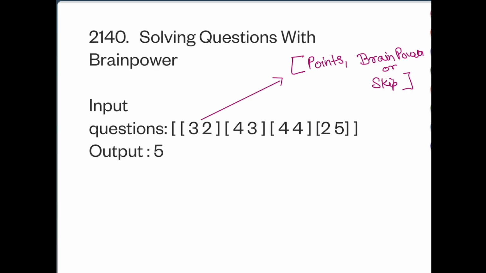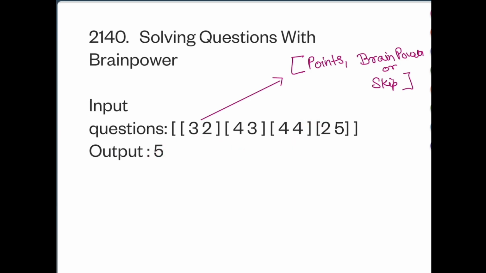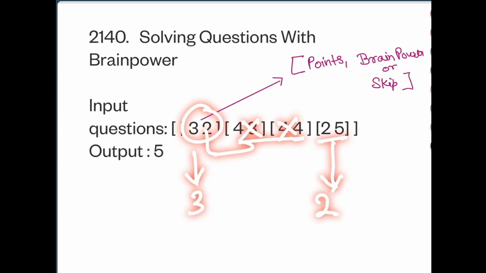Now I told you in the start that if you know about DP, dynamic programming, this will be very easy for you. Now the question is, why should I go for dynamic programming? Why should I not go for like greedy approach? So the thing is, you will need to understand what is the pattern in this particular question. If you are trying to solve it using greedy approach, okay, so the first question I get, I will solve it and I will get 3 points. I will skip the next 2 questions, so these 2 are skipped. So let me solve this one, so it will give me 2 points.